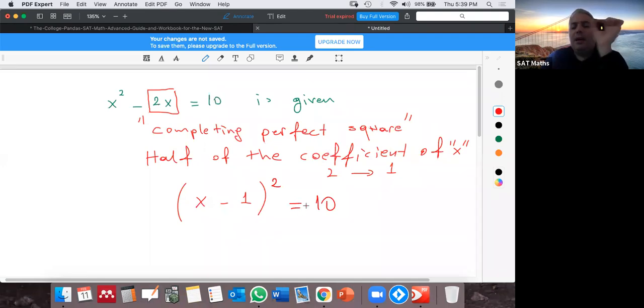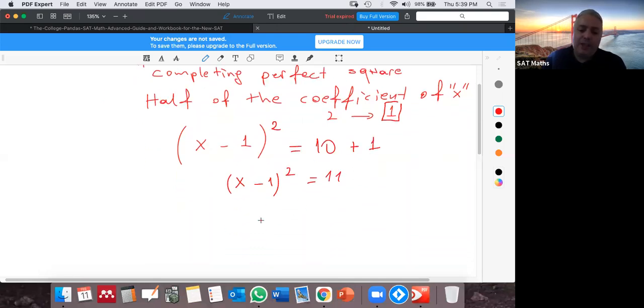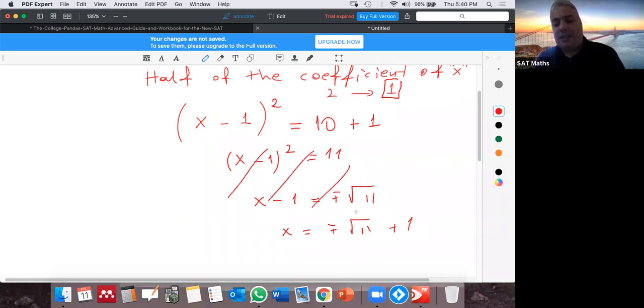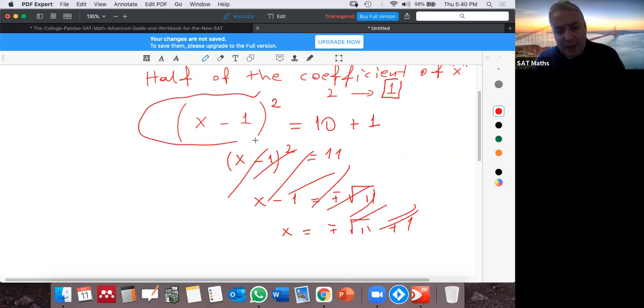Now, this half, which is 1, we are adding to the right side. So we add that half on the right side of the equation. And then x minus 1 squared is equal to 11. And then if we wish, x minus 1 is equal to plus minus root 11, and then x is plus minus root 11 plus 1. So this is the solution of the quadratic equation, but this is not our topic now. We are not interested in this part. We are just interested in how to write this.